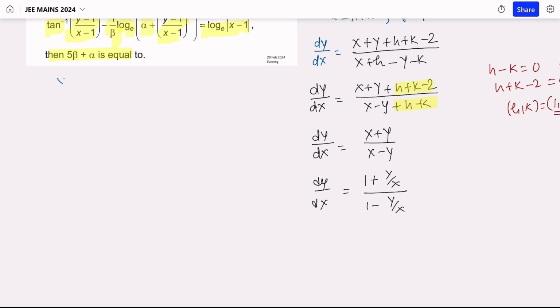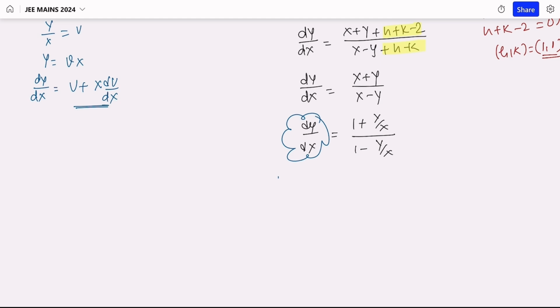The next step is what? Y by X is equal to v. So Y is equal to vX. That is, we are getting dY by dX is equal to v plus X dv by dX. Okay, so this dY by dX now we will replace with v plus X dv by dX. So v plus X dv by dX is equal to 1 plus v upon 1 minus v.